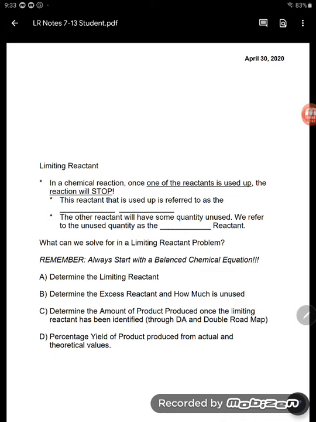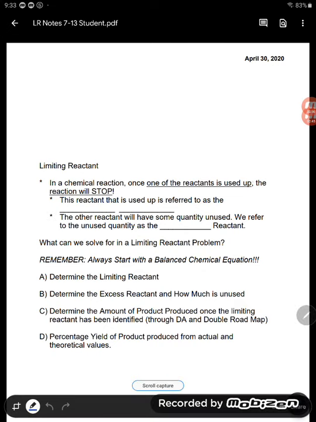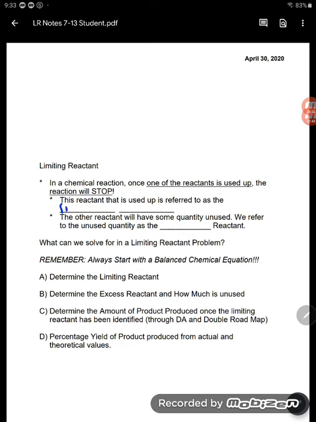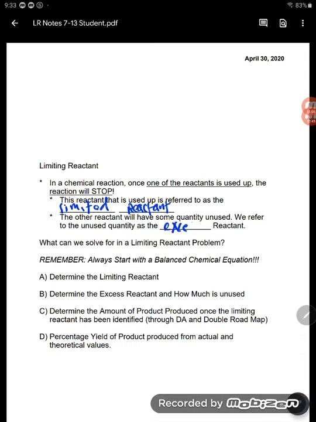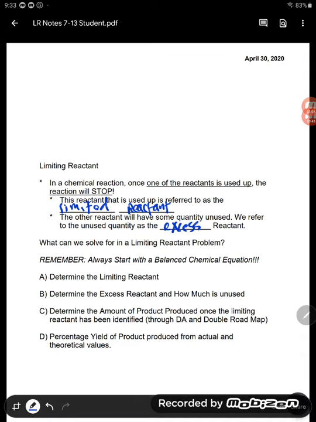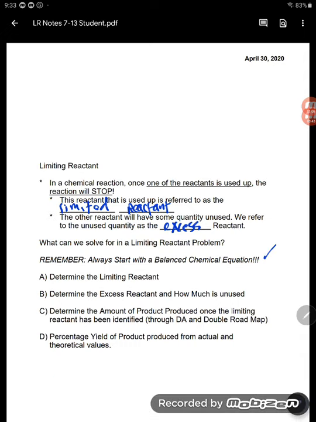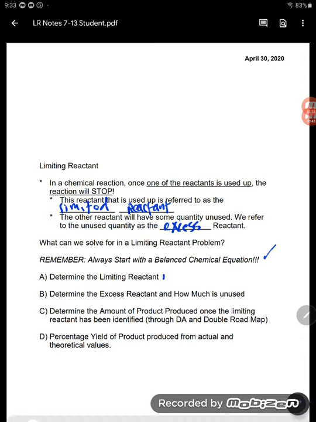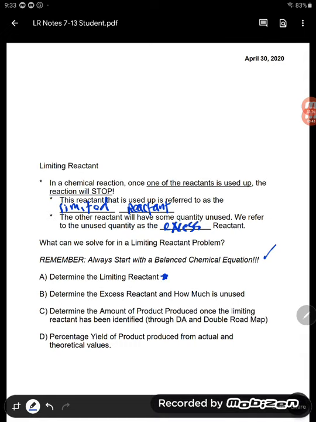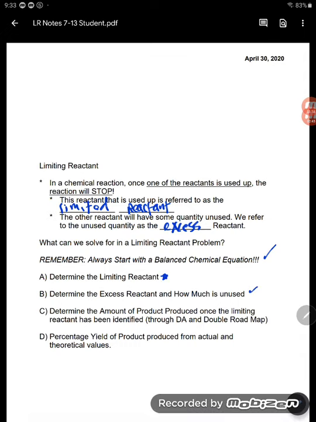once one of the reactants is used up, the reaction will stop. We call this specific reactant that gets used up the limiting reactant. The other reactant will have some quantity that's unused. We call that excess. And so we're always going to start with the balanced chemical equation. When solving for a limiting reactant, we need to find out which one that is. The excess will be unused.